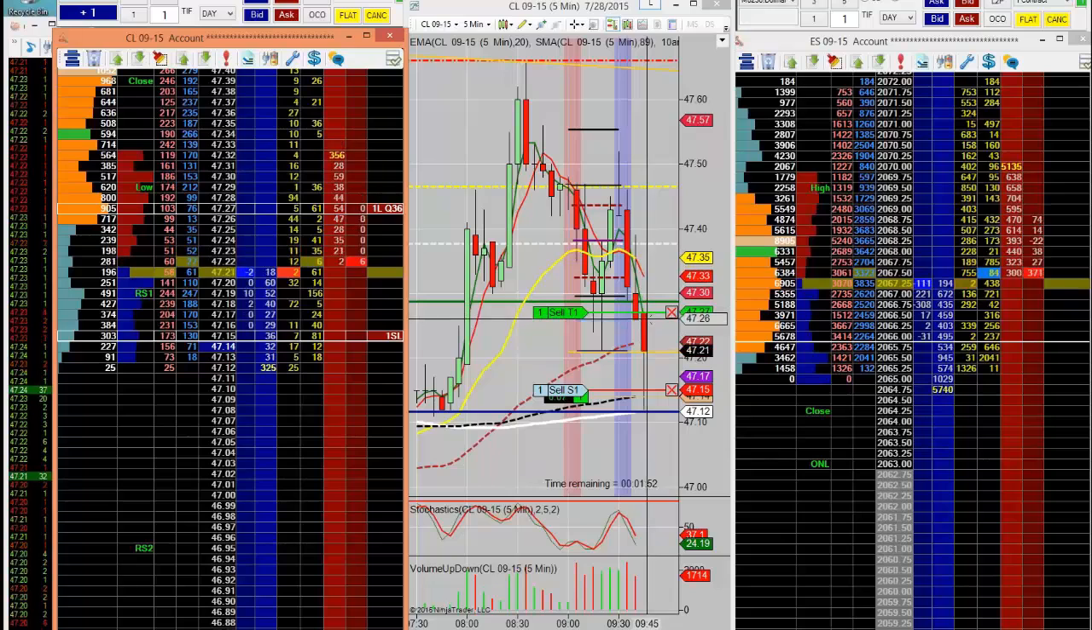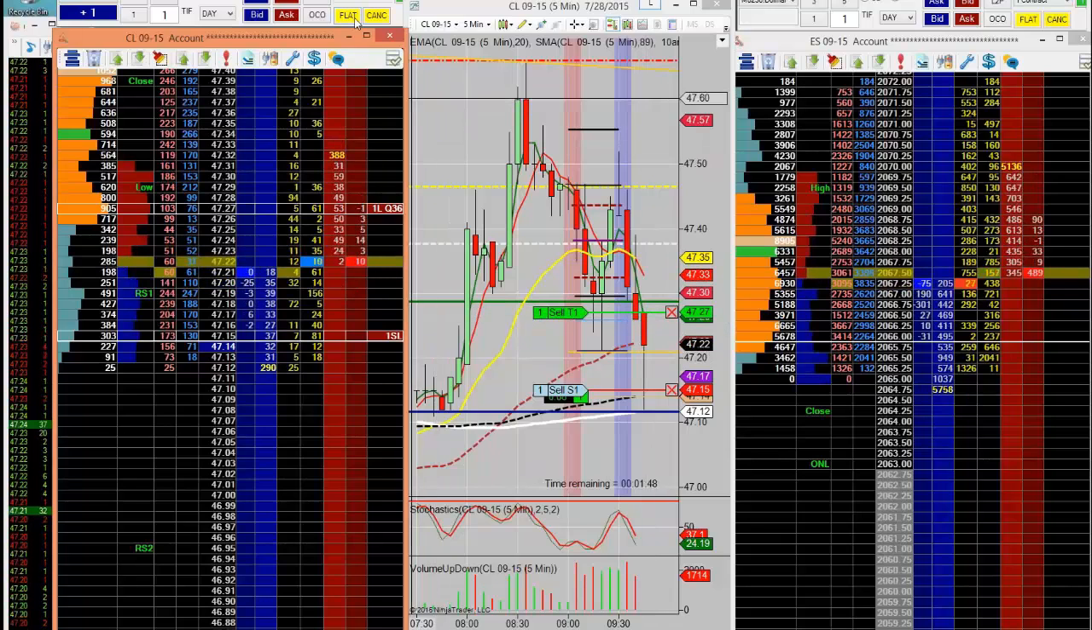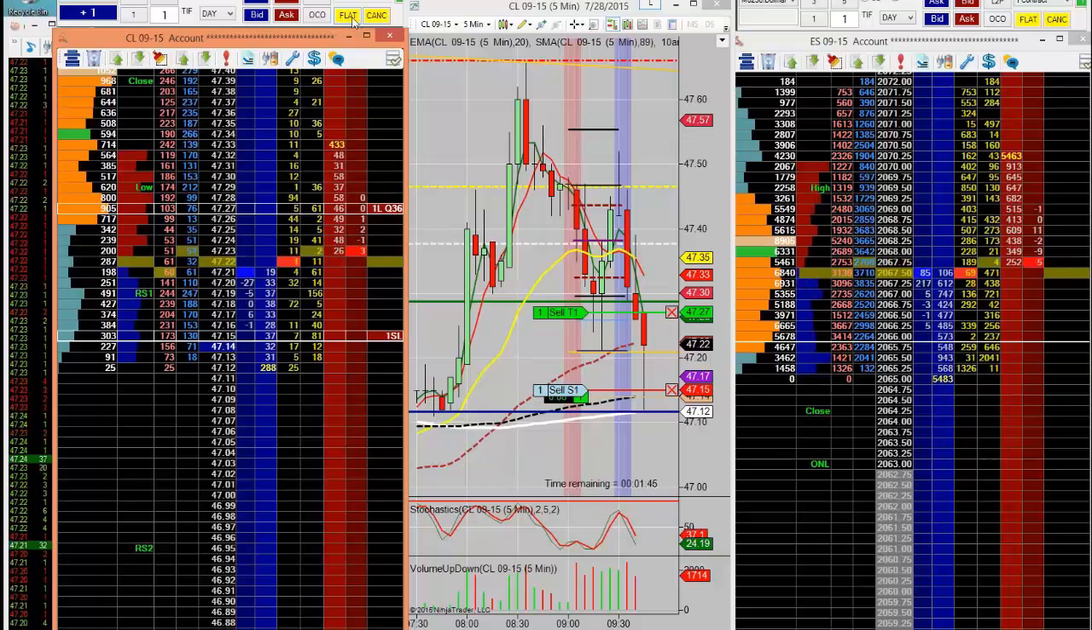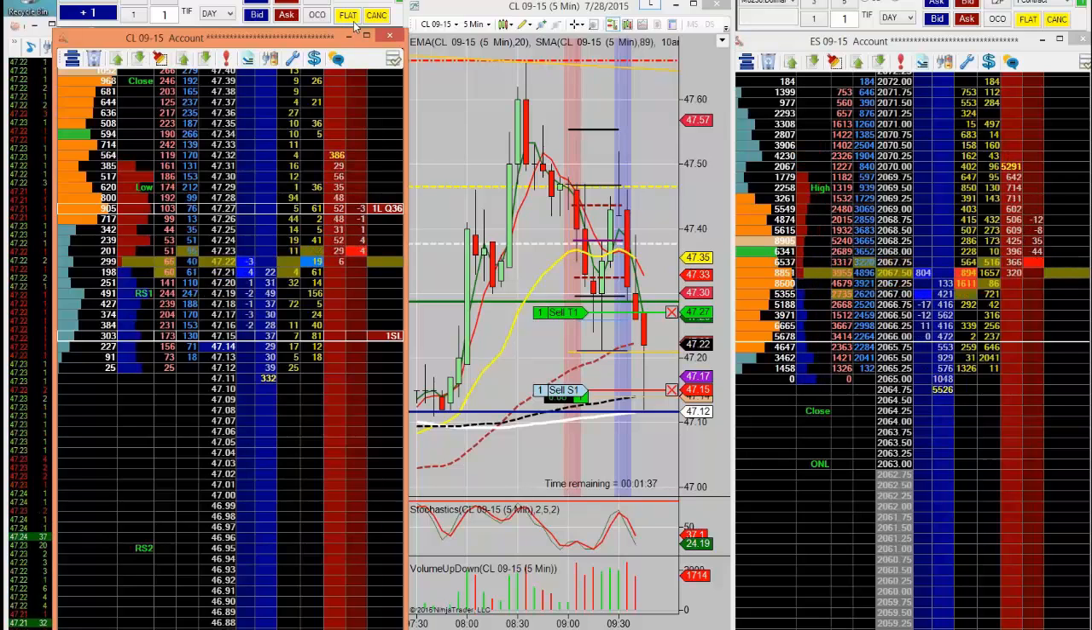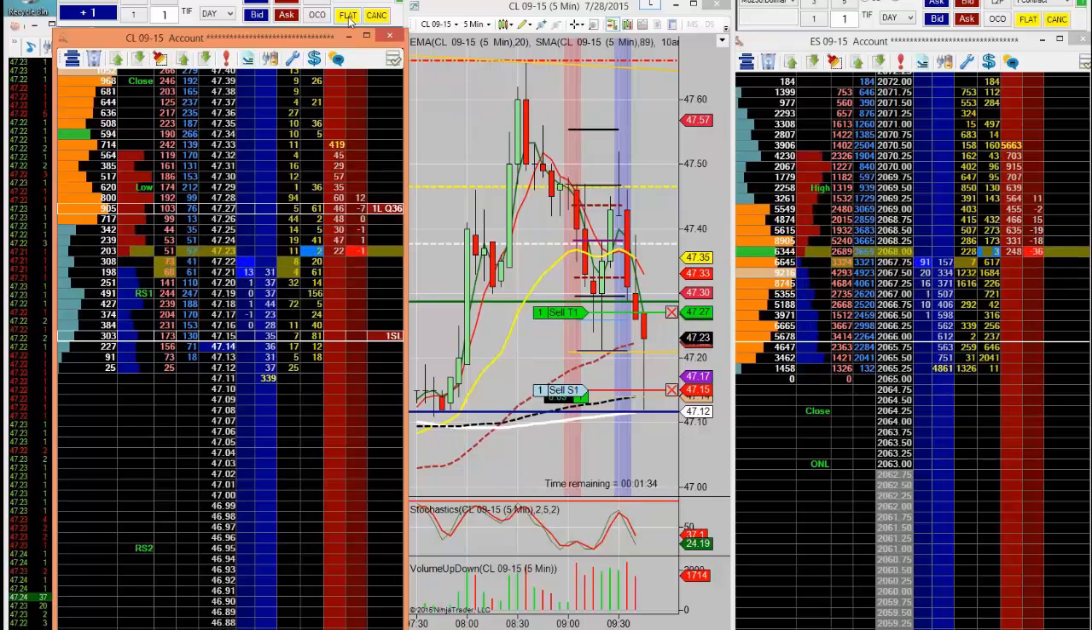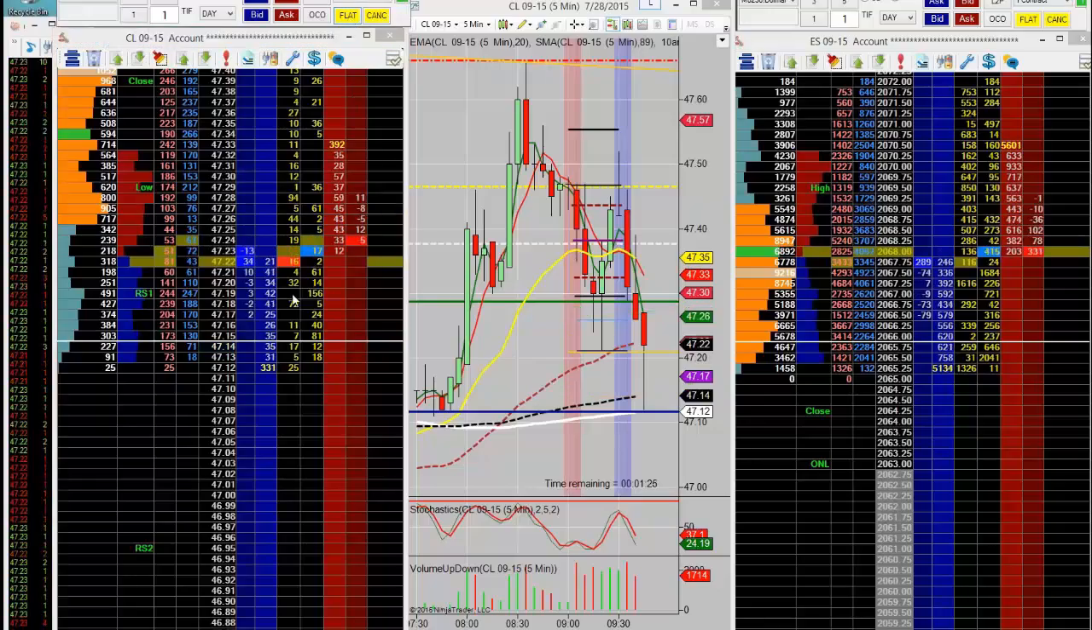Might be difficult to completely erase this bar, so I'm going to get ready to flat this. Minute 44 left on this. Okay, we're losing momentum. I'm out.